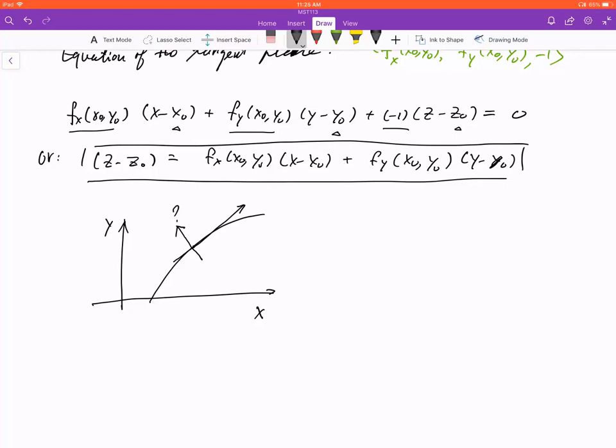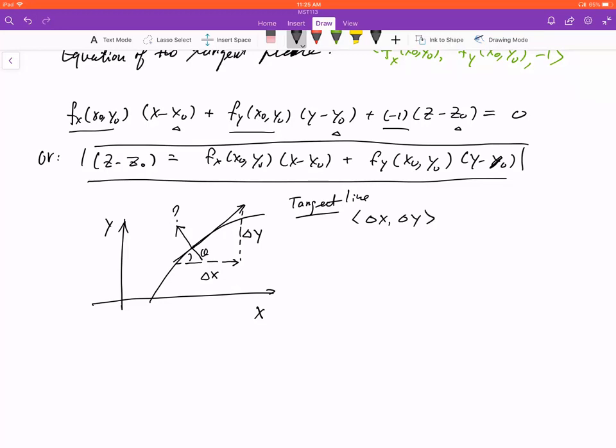So how do we find the tangent line's direction? Well, remember, direction is really the so-called direction cosine. If you look at this, this is angle theta, and this part is delta x, and this one is delta y. So the direction of this line is really this. The tangent line's direction is approximately delta x and delta y.